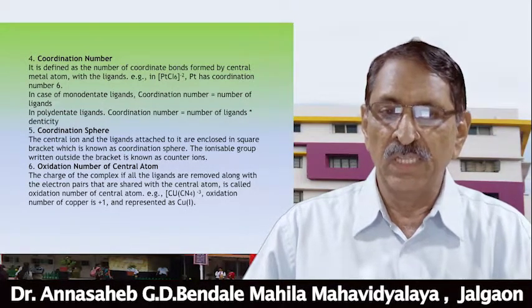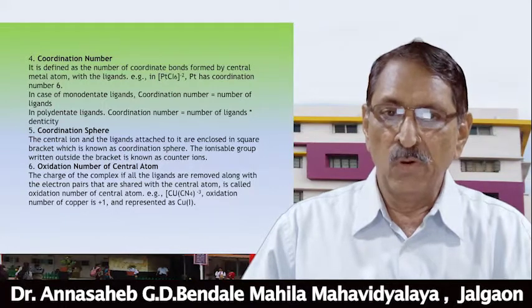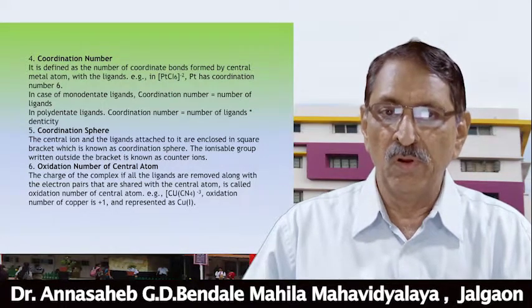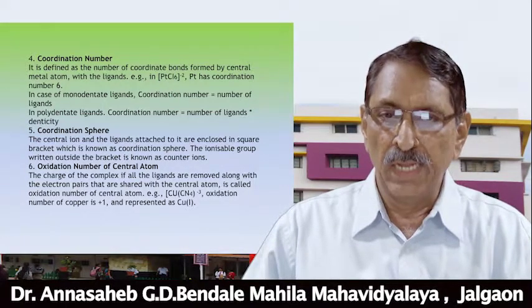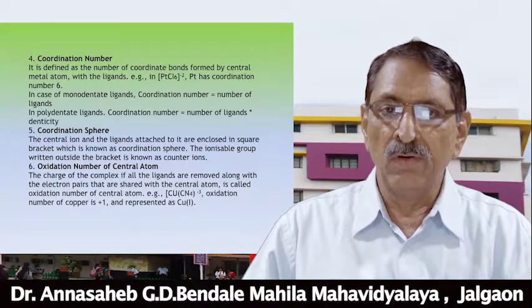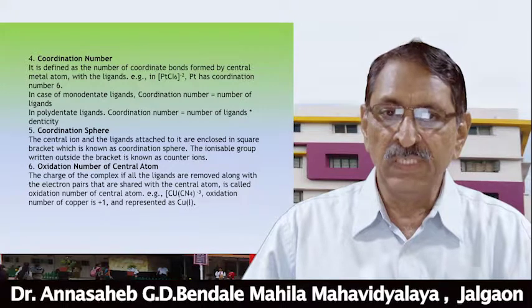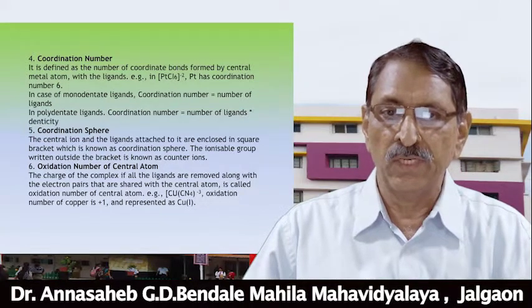For example, if you take the example of potassium ferrocyanide, in this case the potassium ions are placed outside the square bracket, and therefore these are the counter ions, while the species, that is the complex ion, [Fe(CN)6], is placed inside the square bracket. So, it is called the coordination sphere or the inner sphere of coordination.